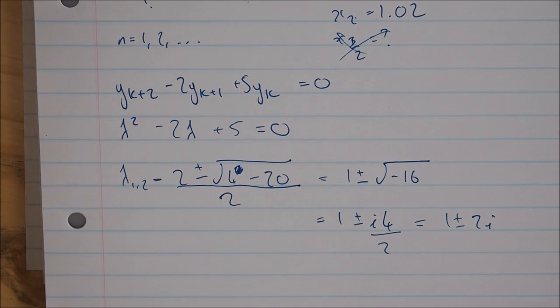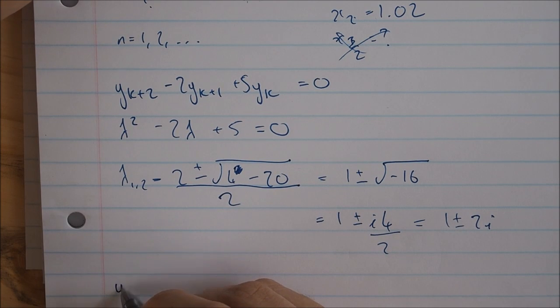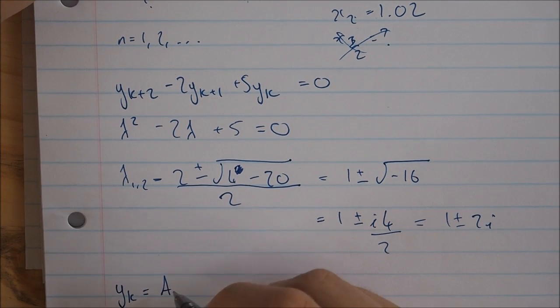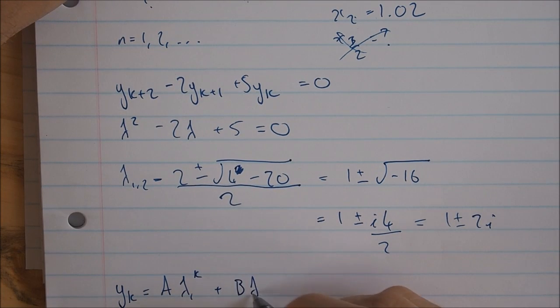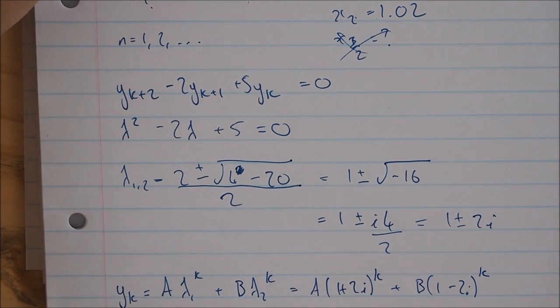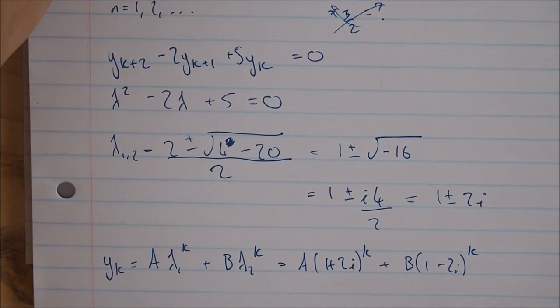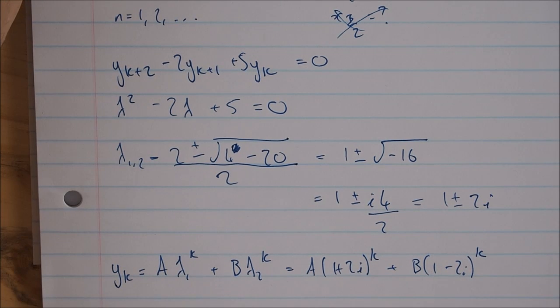Now, the general form of the solution we were looking for is yk equals a lambda 1 to the k plus b lambda 2 to the k. So this would be a into 1 plus 2i to the k plus b into 1 minus 2i to the k. And this form is fine by me. I prefer this form, having the complex eigenvalues and they appear as they do here.